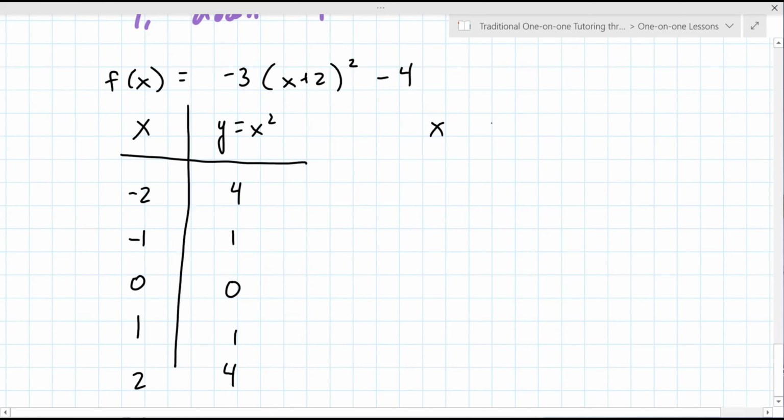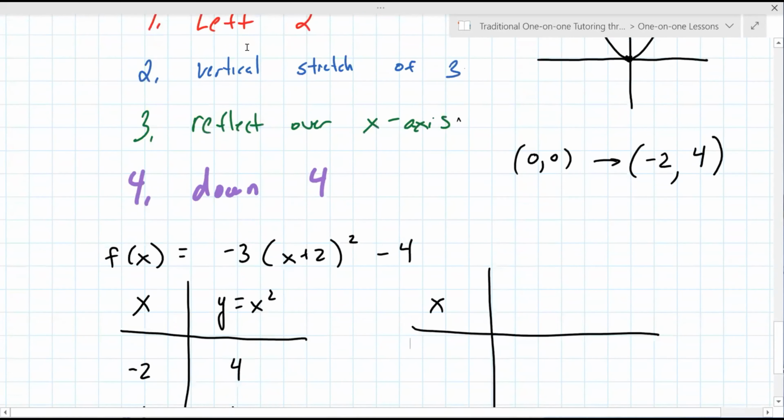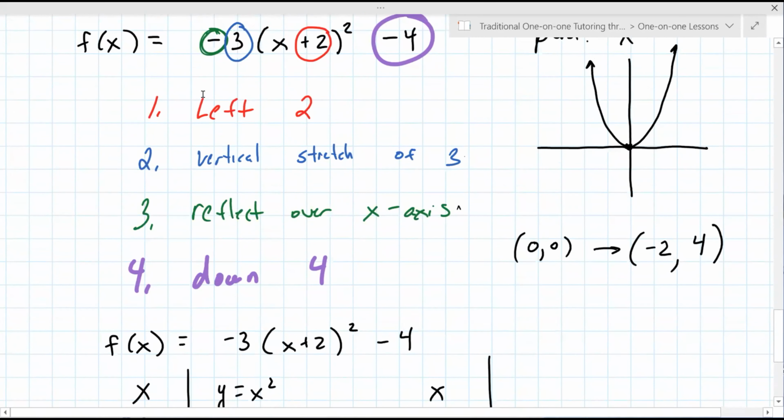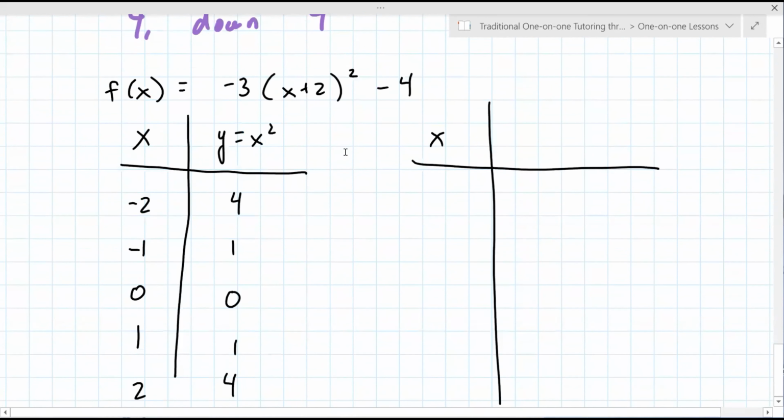Now the easiest one to do is the new x values. So you already answered this. Every x value moves left 2 units. So let's start with the easy one. 2 moving left 2 units is 0. 1 moving left 2 units is -1. 0 moving left 2 units is -2. -1 is -3, and then -2 is -4, -5, sorry.